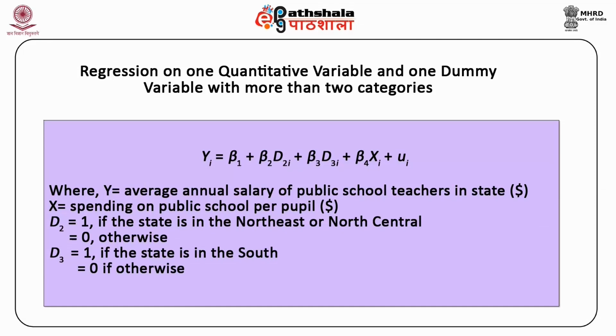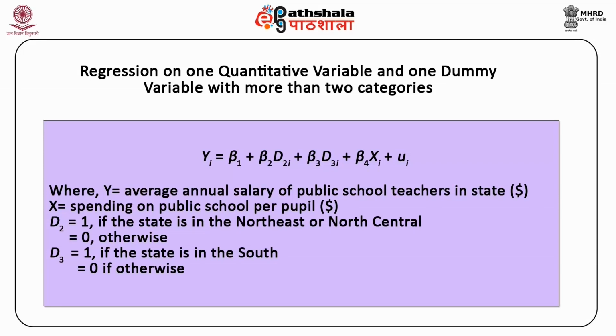where Yi is equal to average annual salary of public school teachers in a state in dollars, Xi is equal to spending on public school per pupil in dollars, D2 is equal to 1 if the state is in the northeast or north central, and 0 otherwise. D3 is equal to 1 if the state is in the south, and 0 otherwise. Here the base category is west.